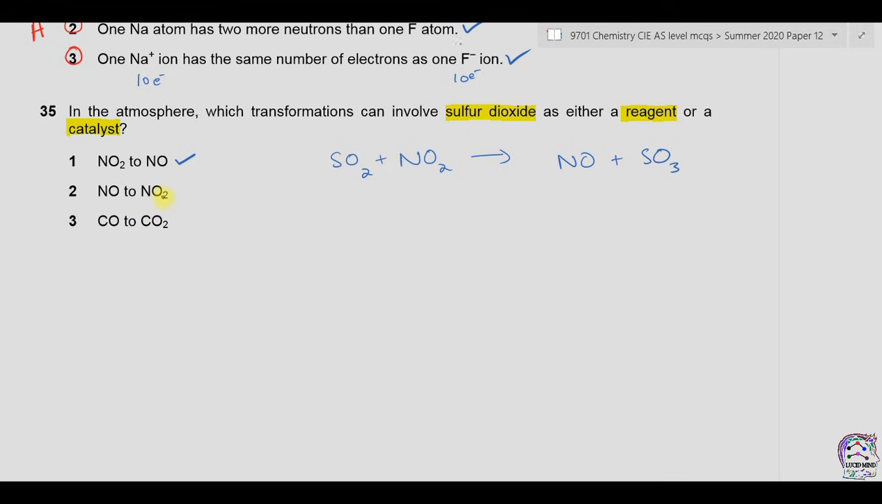Second reaction is NO to NO2. This is an oxidation reaction. SO2 cannot oxidize the NO, so this is wrong. Third is carbon monoxide to carbon dioxide. Again it is an oxidation reaction. Sulfur dioxide is not involved in this oxidation, so therefore 2 and 3 are both wrong. So the only correct option is 1, and therefore answer is D.